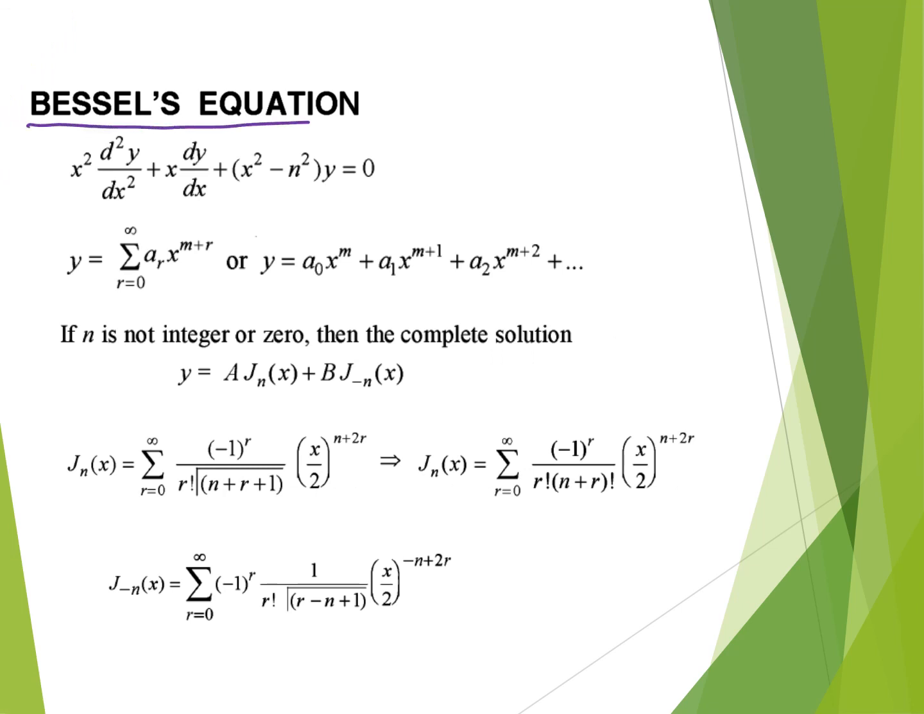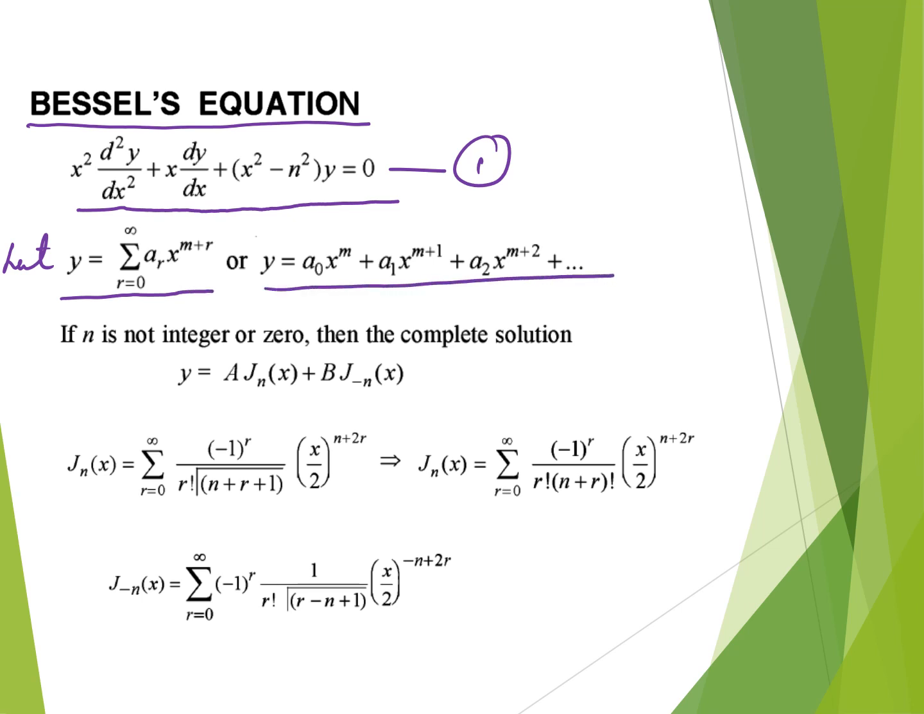Now this is Bessel's equation: x squared d²y/dx² plus x dy/dx plus (x² minus n²)y is equal to 0. If this is Bessel's equation, then we assume the series solution, let y is equal to summation r from 0 to infinity a_r x^(m+r), that means in a summation of series form.